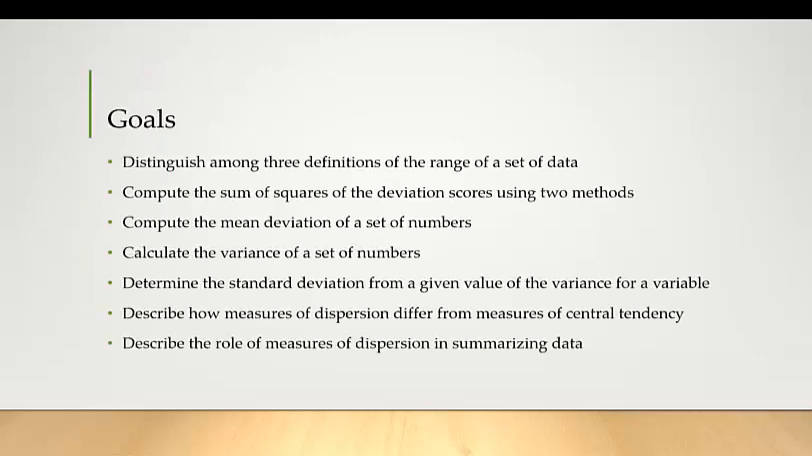And so our goals for this module include distinguishing among three definitions of the range of a set of data, computing the sum of squares of deviation scores using two methods. We're actually going to look at the main one. I need to change that. Compute the mean deviation of a set of numbers, calculate the variance of a set of numbers, determine the standard deviation from a given value of the variance for a variable, describe how measures of dispersion differ from measures of central tendency, and describe the role of measures of dispersion in summarizing data.